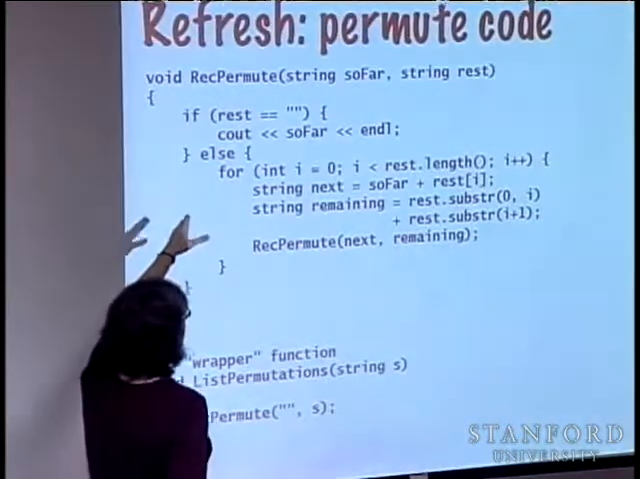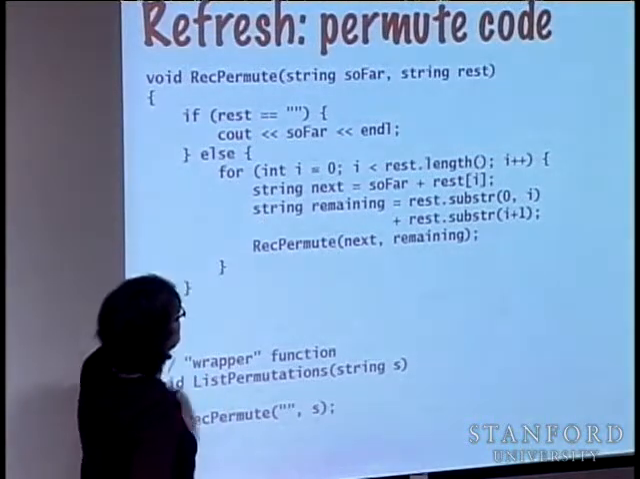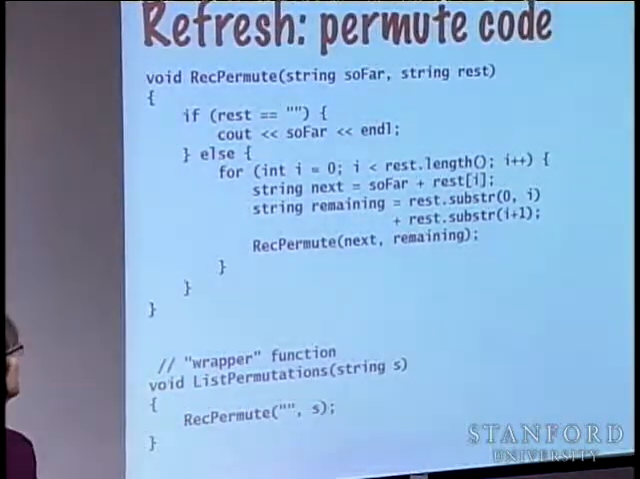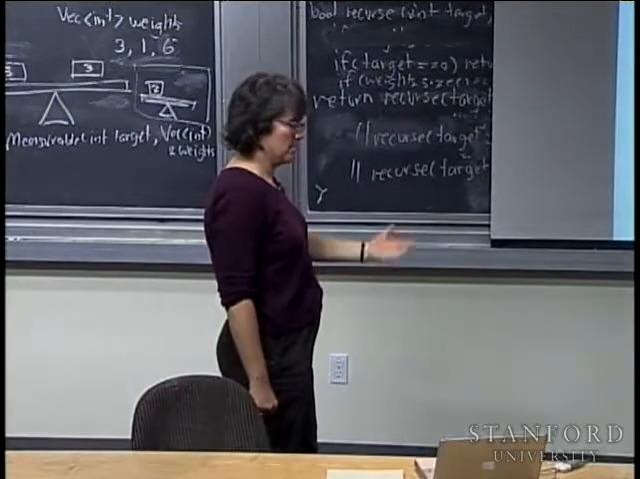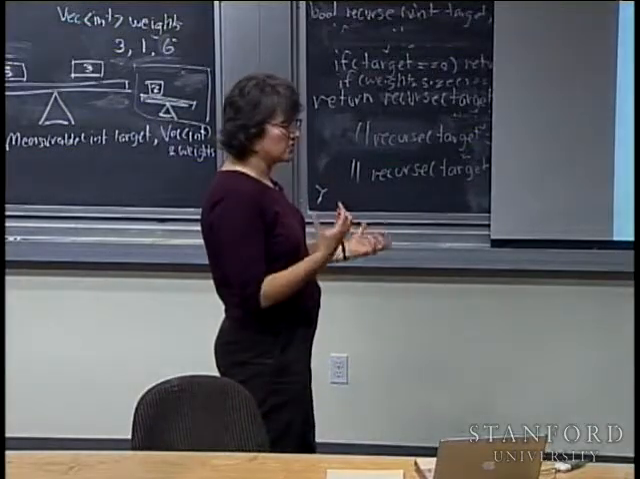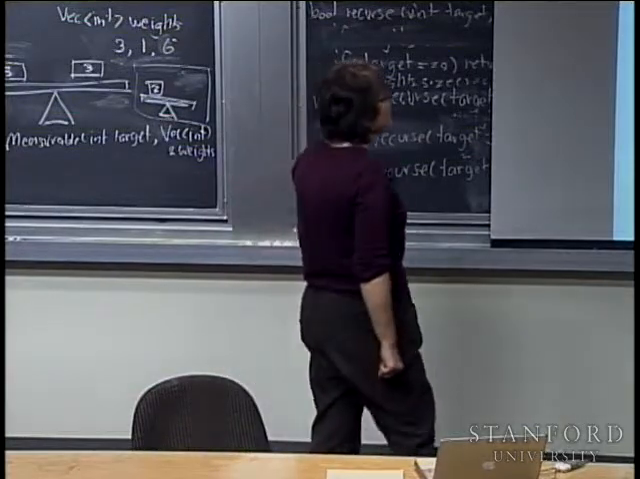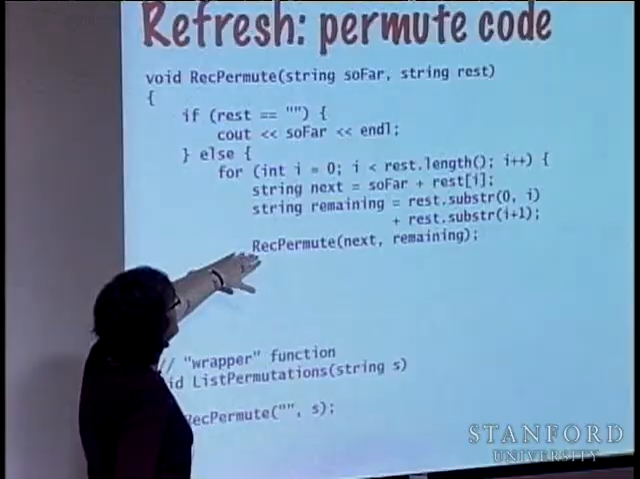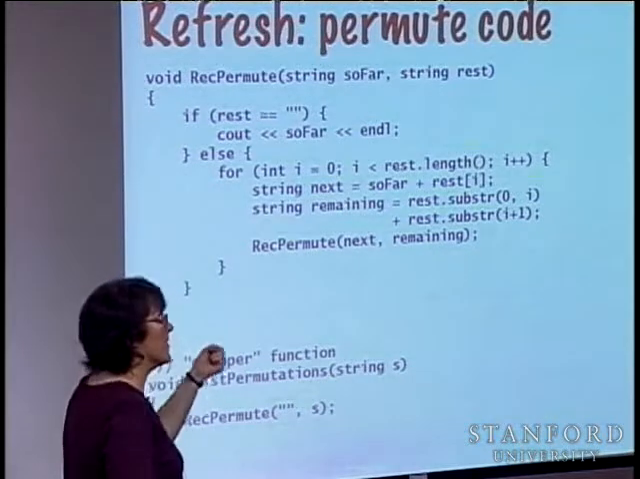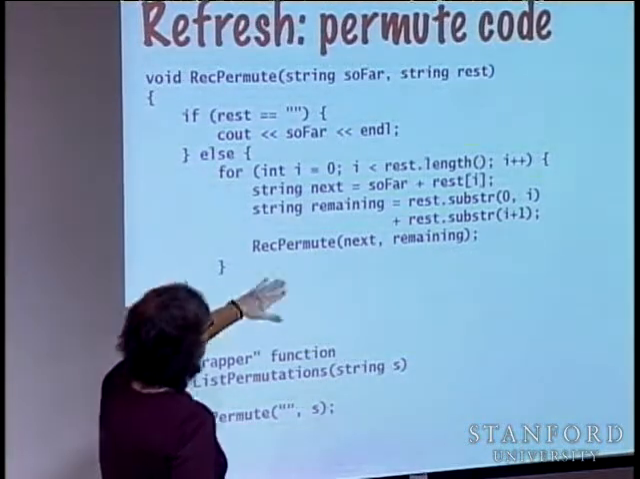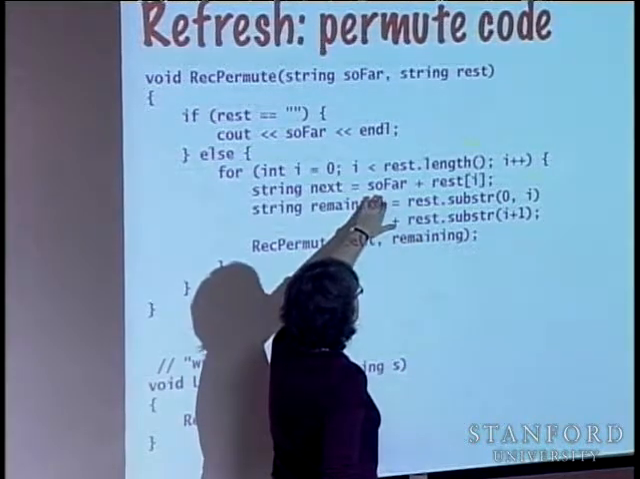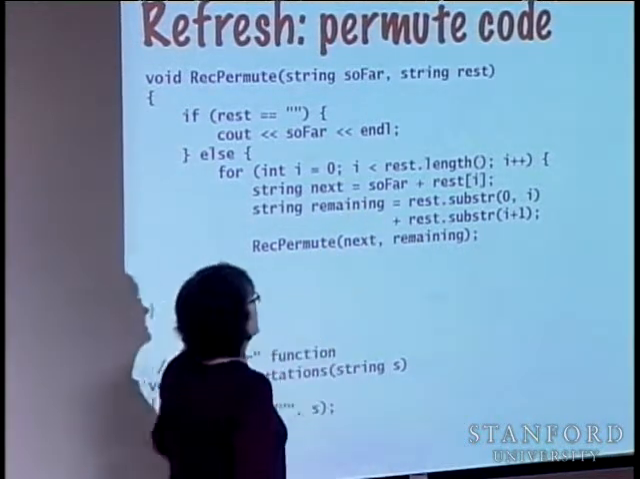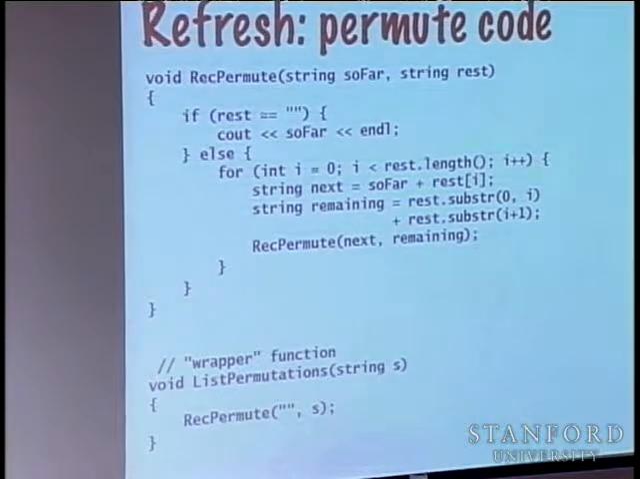In the case where rest is not empty, I've still got some choices to make. The number of choices is exactly equal to the number of characters I have left in rest. For each of the remaining characters, maybe there's just C and D left, I'm going to try each of them as the next character in the permutation, and then permute what remains after having made that choice. These are just string operations, attaching that rest sub i onto the existing so far, and then subtracting it out of the rest to set up the arguments for that recursive call.